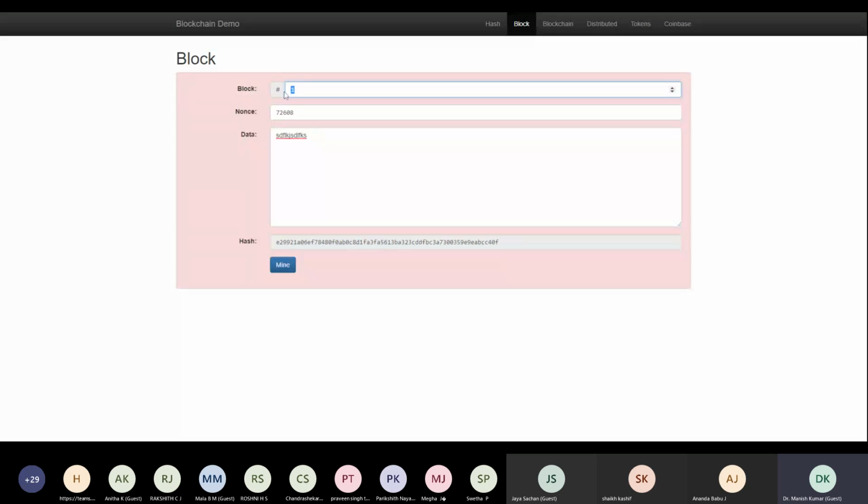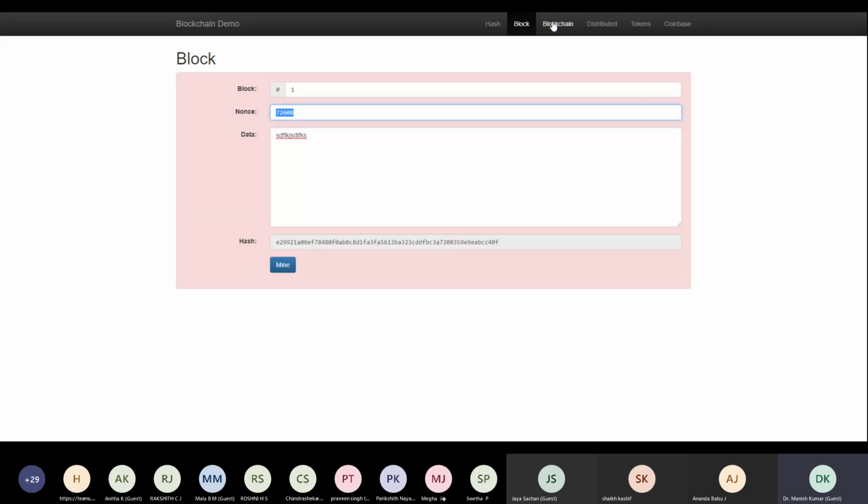A block has a block number, nonce, data, and hash. What is this nonce? Please make a note. I will explain it afterward, not now. Right now you just forget what a nonce is. Just see that the block has a block number, nonce, data, and hash.